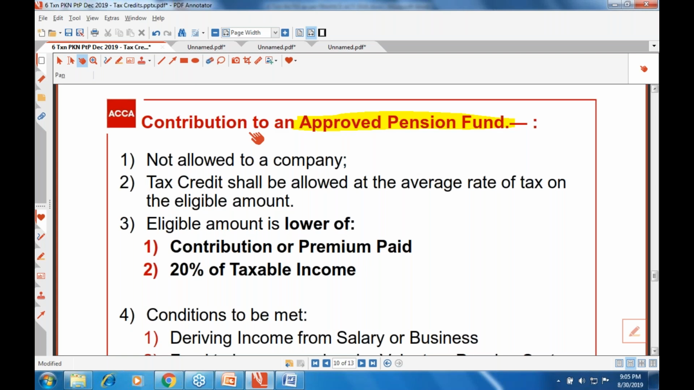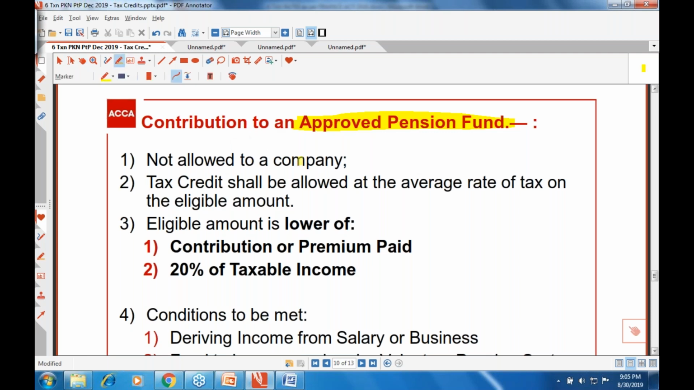Now, FBR wanted to encourage people to invest into such schemes and secure their post-retirement life. So, in order to encourage people into saving money by investing into the voluntary pension schemes, FBR introduced this concept of approved pension fund. Now, what is this contribution to an approved pension fund?